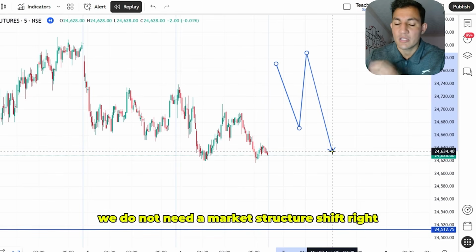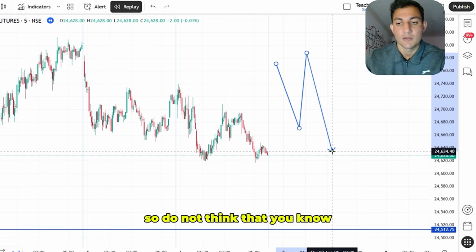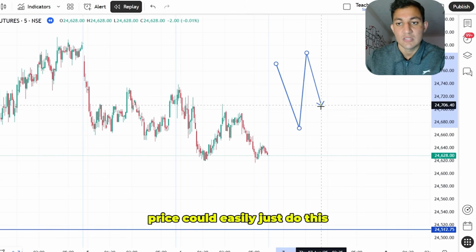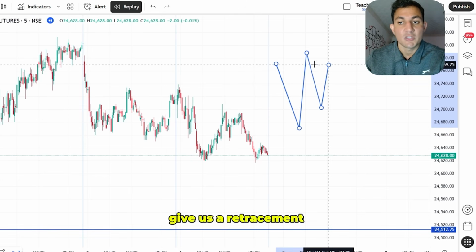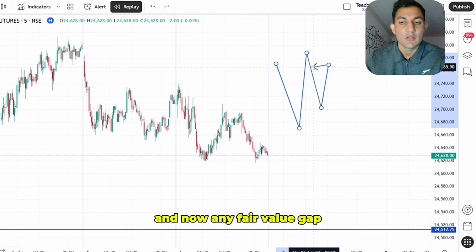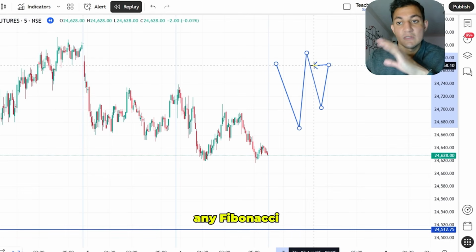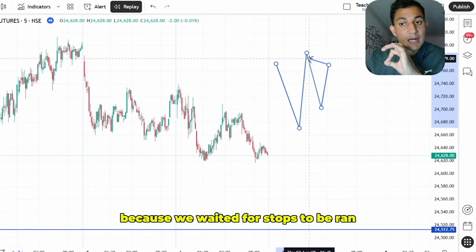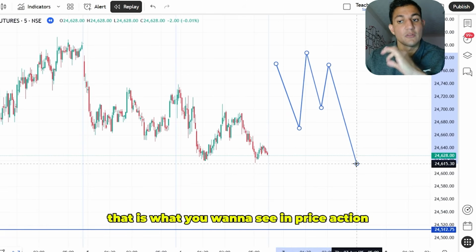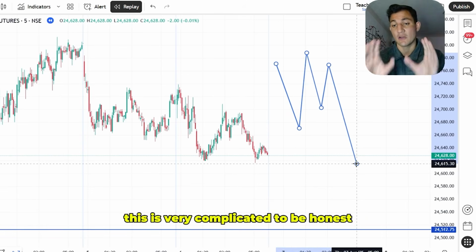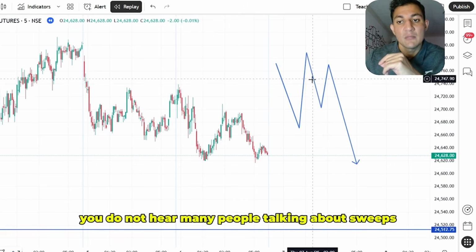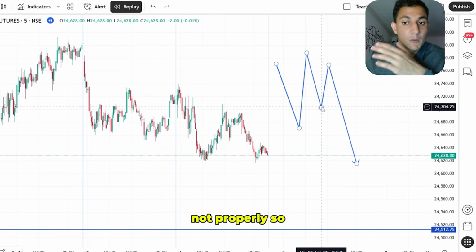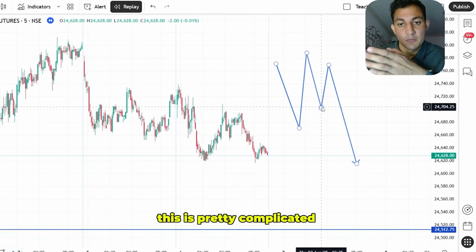We do not need a market structure shift, right? So do not think that. Price could easily just do this, give us a retracement, and now any fair value gap, any order block, any Fibonacci, VWAP is high probability because we've waited for stops to be run, and then we simply ride price down. That is what we want to see in price action. This is very complicated, to be honest. You do not hear many people talking about sweeps, not properly. So, like I said, this is pretty complicated.